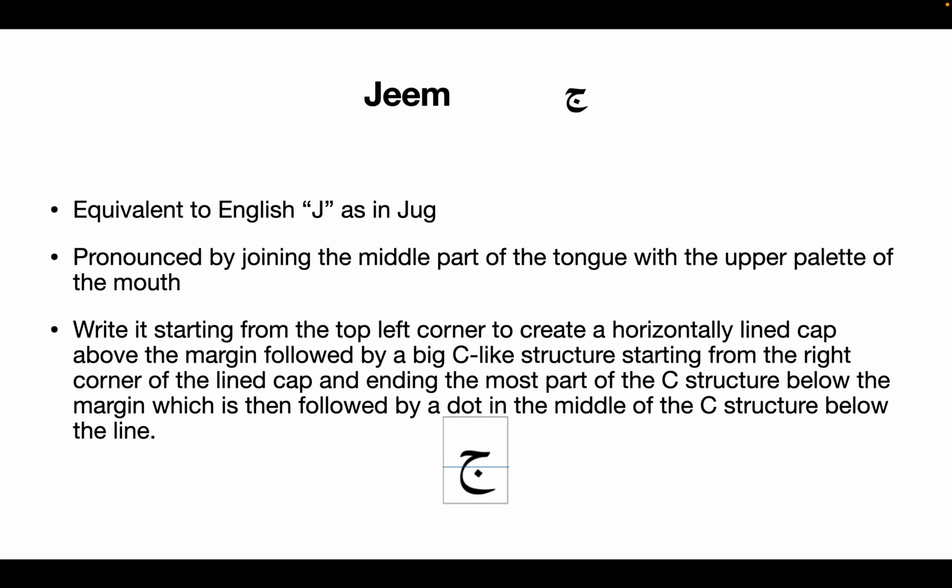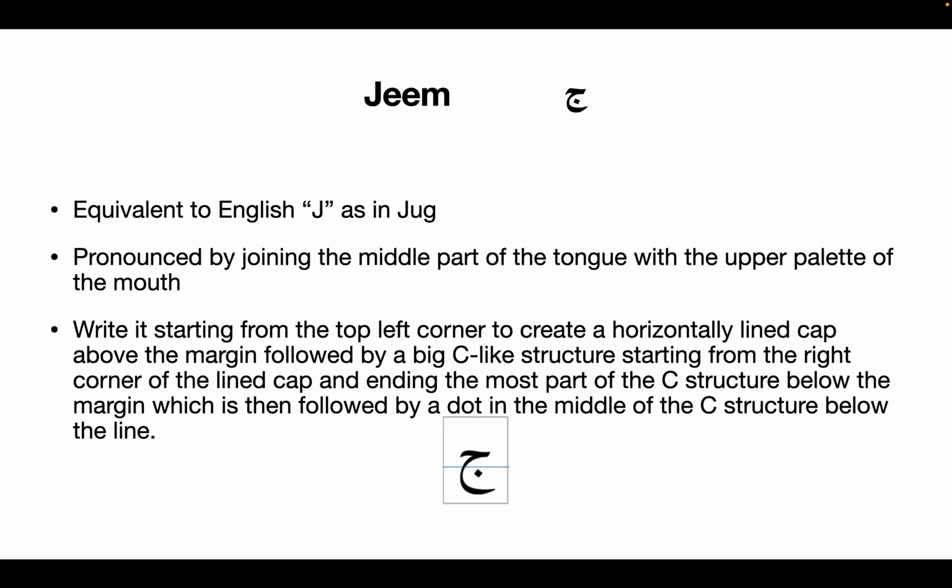Now let us discuss how it is written. So we can see a margin. Some part of the Jeem is written above the margin, and some part of the Jeem is written just below the margin. Then how do we start writing this? We can see there's a horizontal cap above a C-like structure. So we start from that cap, the top part of the letter.